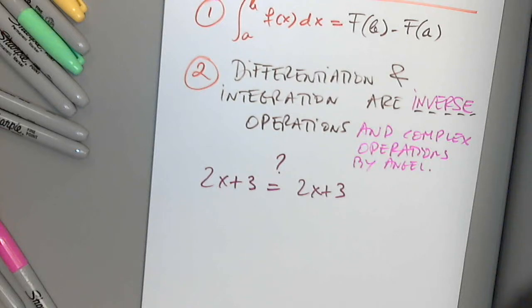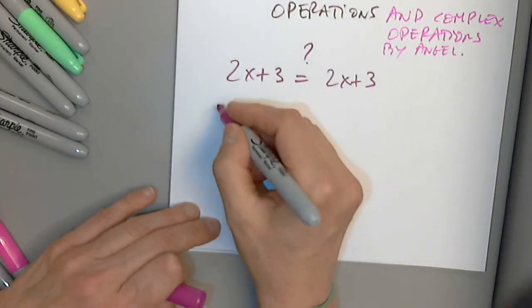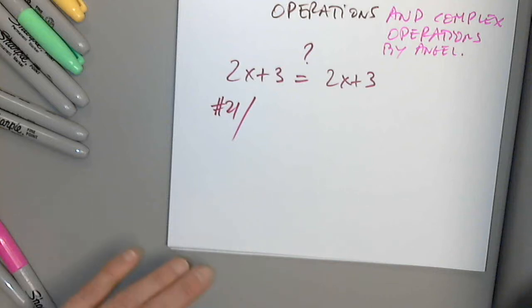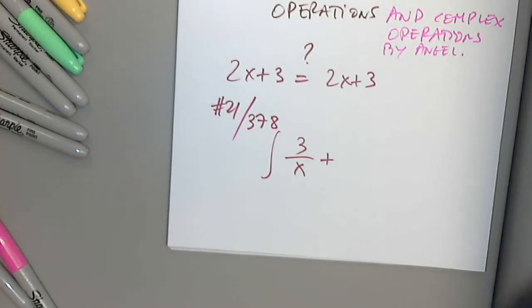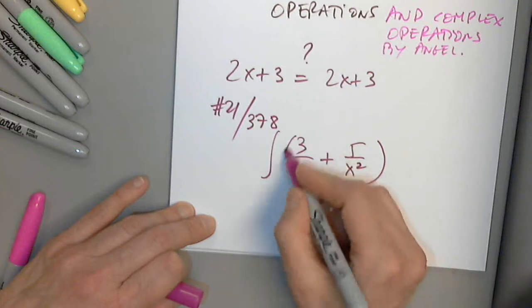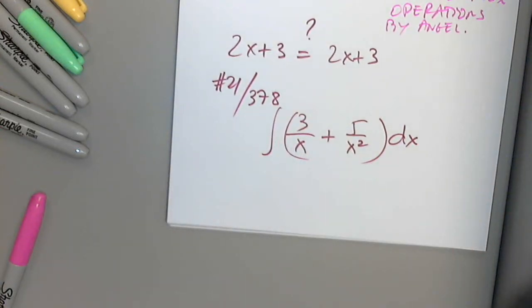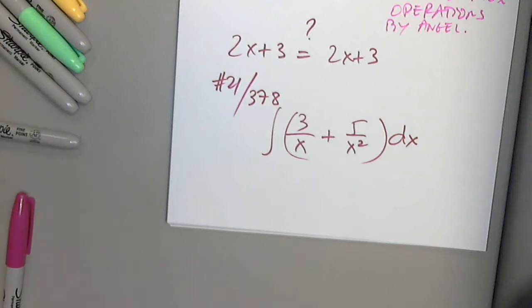Okay, so on page 378, let me choose, because I don't want to choose the ones with substitution yet. So allow me to choose. So let's start with 21 on 378. The integral of 3 over x plus 5 over x squared dx. Are we going to get a number, or are we going to get a function?